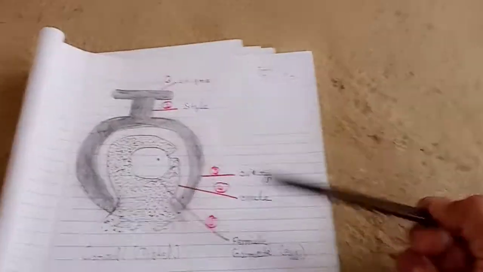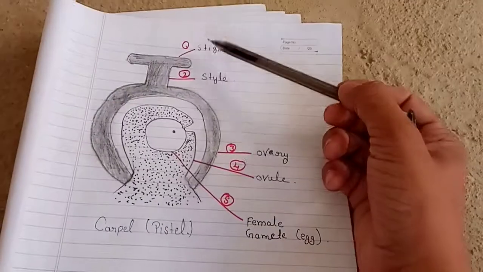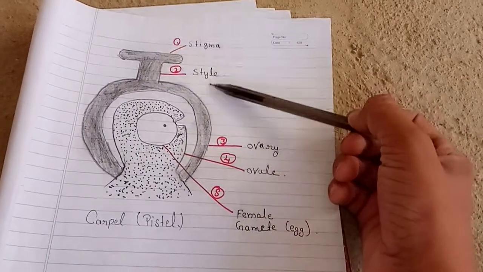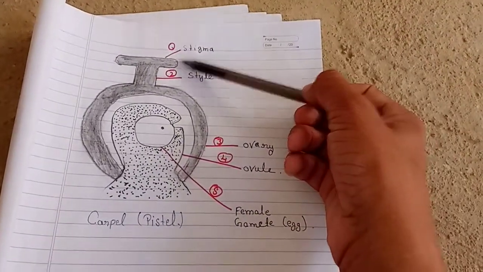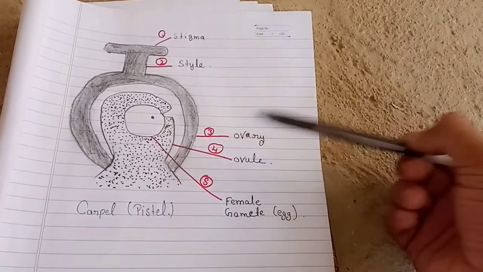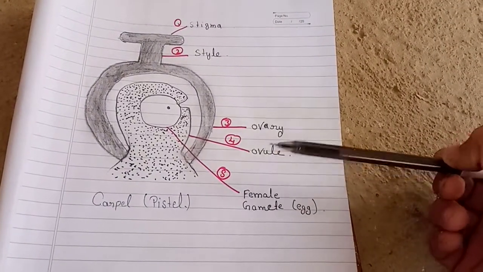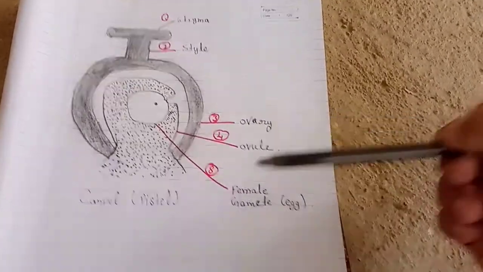So these are the 5 parts of carpel or female reproductive organ. First part is called stigma. Second part, which joins ovary and stigma, is called style. Third part, ovary. Fourth part, ovule, and fifth part, female gamete or egg.